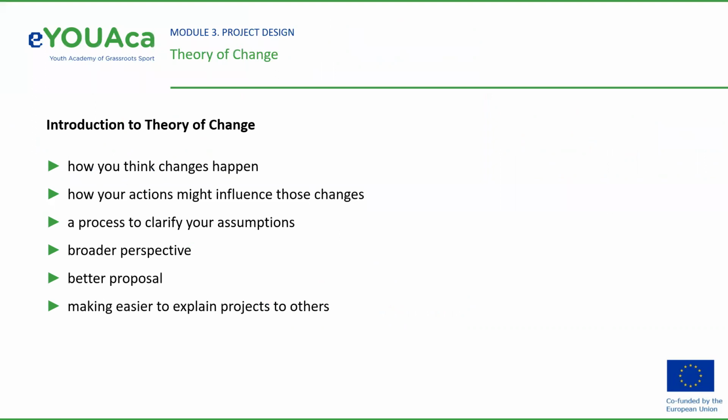Theory of change aims to help you explain how you think changes happen in the community where you intend to work and how your actions can influence those changes. Theory of change is also a process to clarify your assumptions about how and why change happens and communicate them to others. It helps you consider and explain the assumptions that lie behind your reasoning and shows why you think your activities will lead to the outcomes you want.